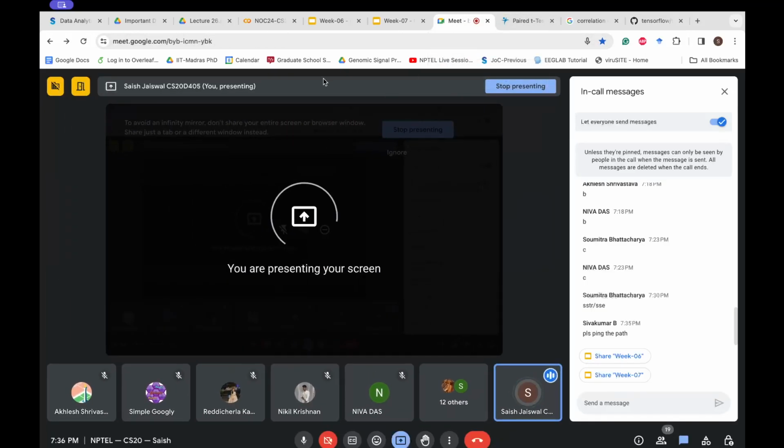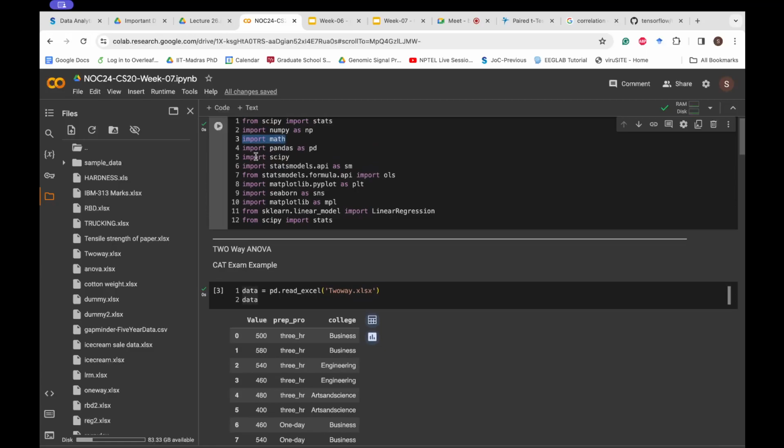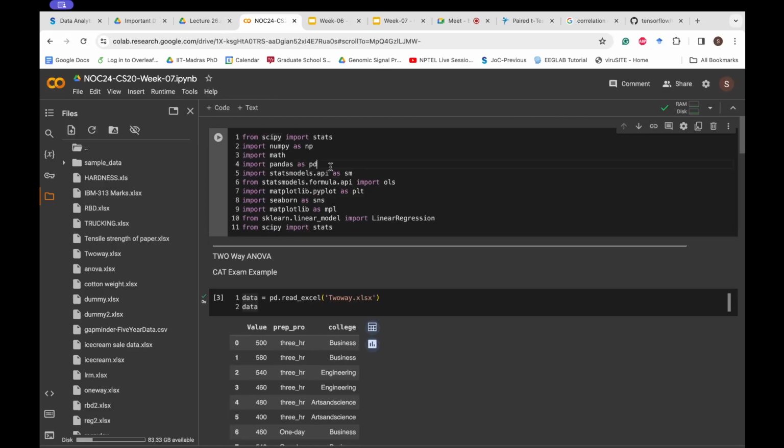Okay, so coming back to the notebook, we are importing stats from SciPy. NumPy is getting imported. Math we are not using as such in this particular example. Pandas we are importing for reading the Excel files and storing the data in a data frame. SciPy, this is not needed as such, I'll remove it. statsmodels.api as SM is used for linear regression tasks. Again, the statsmodels formula API OLS, where OLS stands for ordinary least squares. As we saw in ANOVA, it will also be used in the linear regression task.